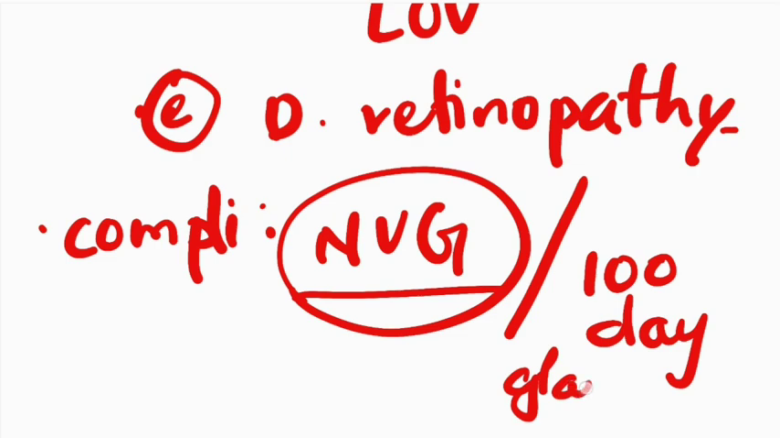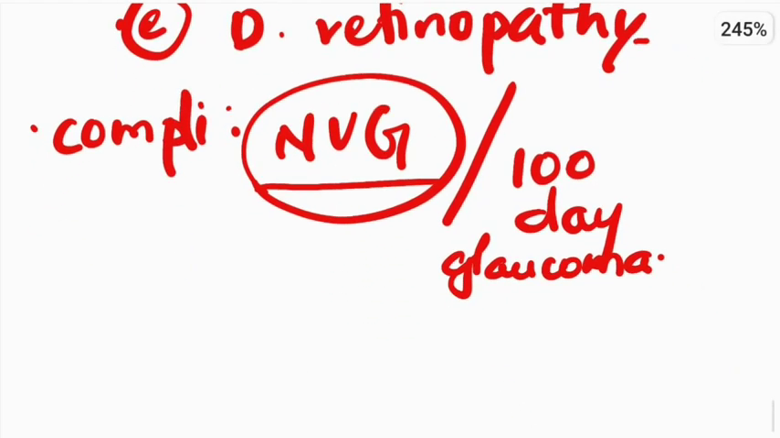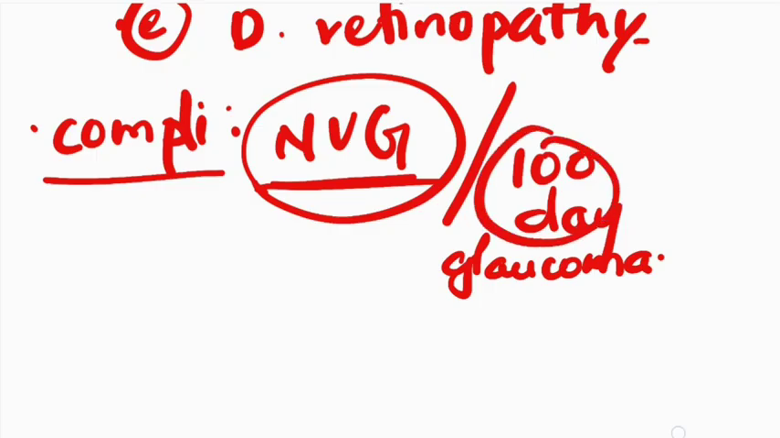So I'm going at a little speed because I assume that we have done a revision. So all these are your revision points. I'm not going in detail. So the complication of CRVO is neovascular glaucoma, which is otherwise called as 100-day glaucoma.